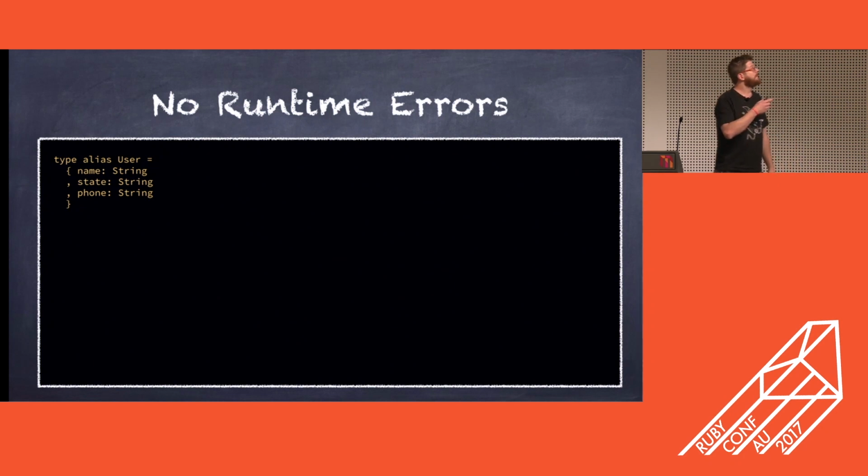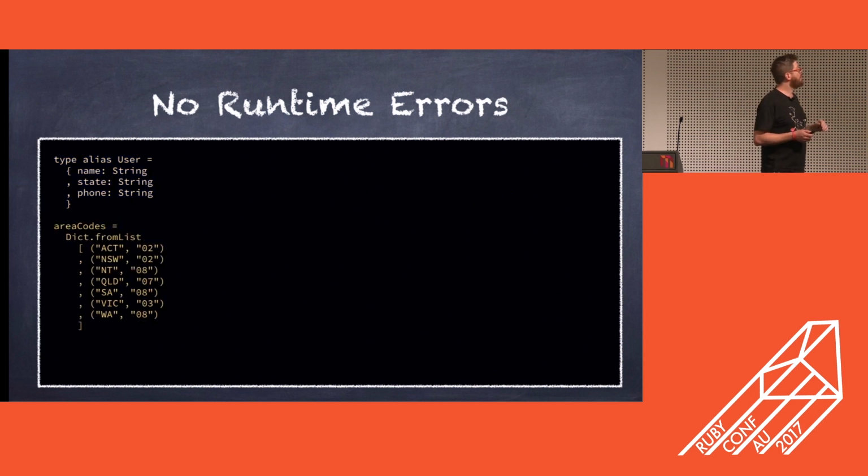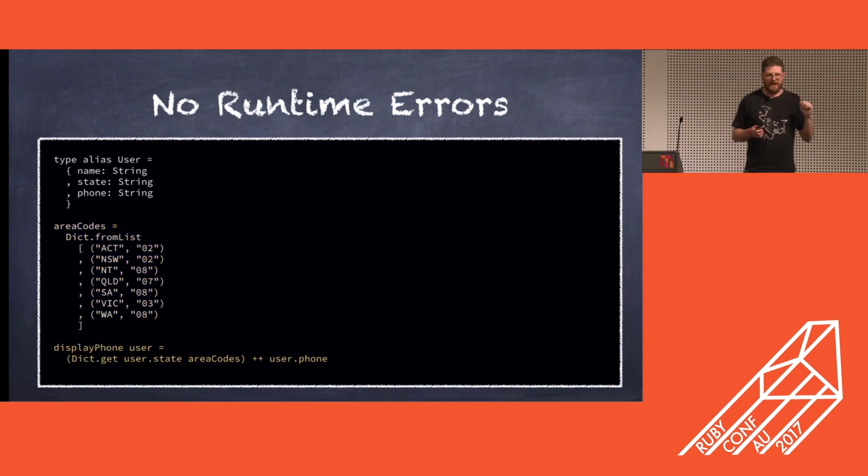I'm defining a type of a user. So you can think of this kind of like a class in Ruby. All I'm saying is it has a name, it's a string, state that's a string, and a phone number, which is also a string. So straightforward. Then I'm defining a list of area codes. So it's a dict, so dictionary, which you can think of kind of like a hash in Ruby. The syntax for defining it is weird, but don't worry about that. Think of it, it's just like a hash. So I'm mapping states into area codes. And then finally, I have, and if you've spotted the bug, don't shout it out, because I know there's a bug.